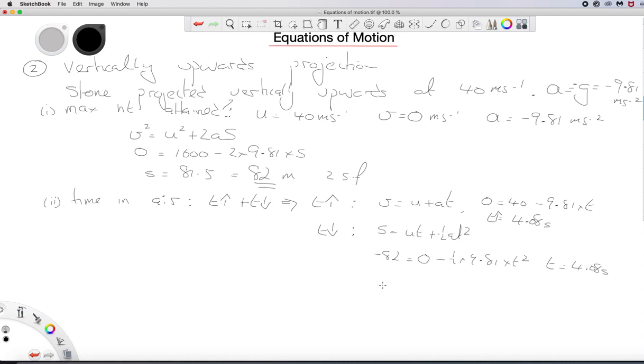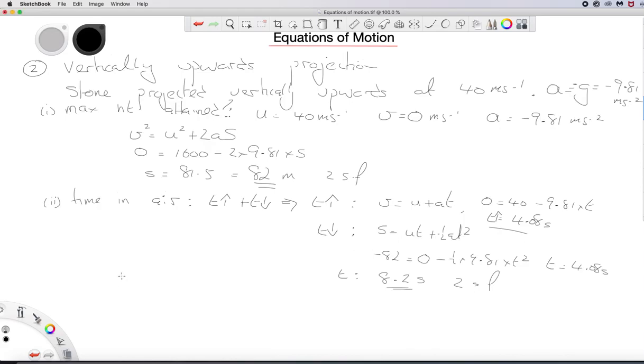The time on the way up and the time on the way down, they're going to be the same. And so the time of flight here, if you want to call it that, the time in the air, is 4.08 times 2, which gives us 8.2 seconds to 2 sig figs. So you could have just worked out the time on the way up and doubled it. But I wanted to illustrate that the two were the same.